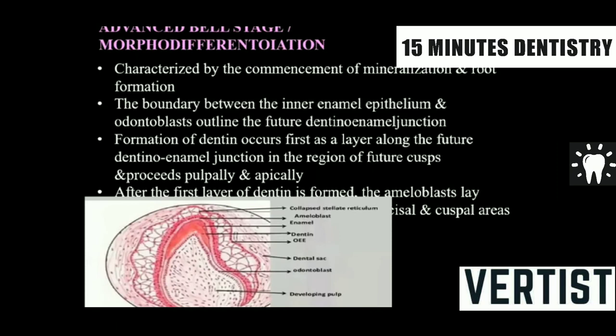In the advanced Bell stage, as I told you, you get ameloblast, odontoblast, dentin, enamel, and dental pulp. Because of this, the stellate reticulum starts collapsing. At the same time, there will be a folding of the outer enamel epithelium or the enamel organ because the blood supply from the periphery will start supplying the enamel organ.